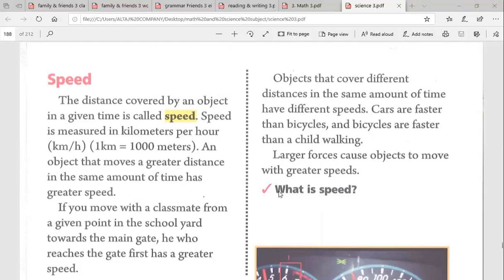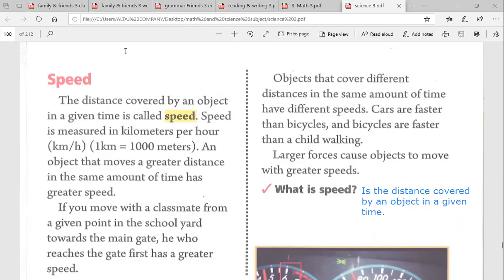Now we have a question. What is speed? Let's say it and write together. Okay, so let's read what is speed. Speed is the distance covered by an object in a given time. I would like all of you to write it in your science notebook.